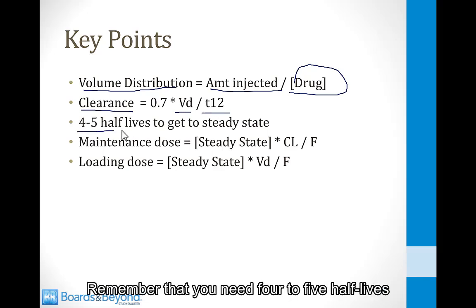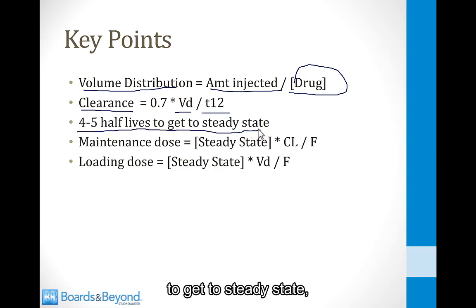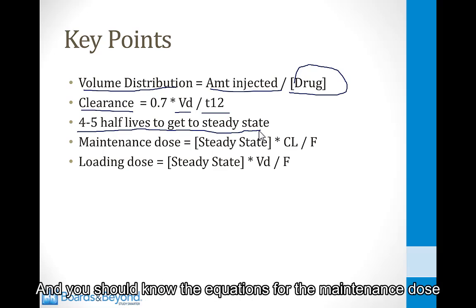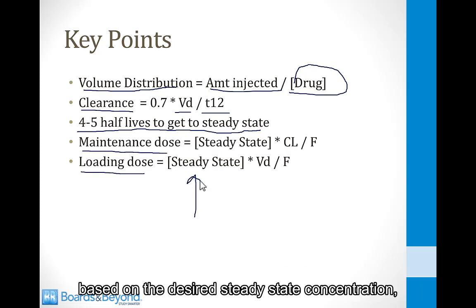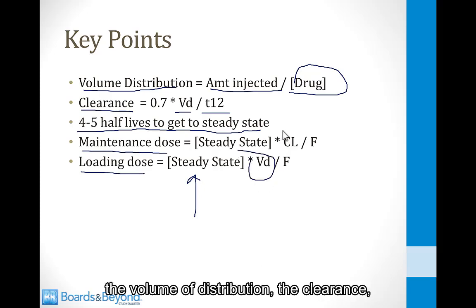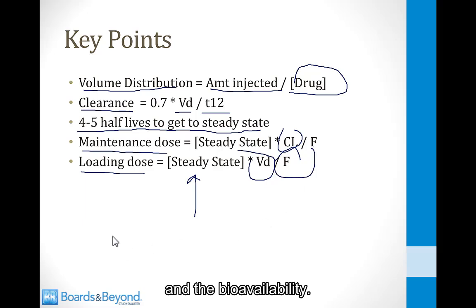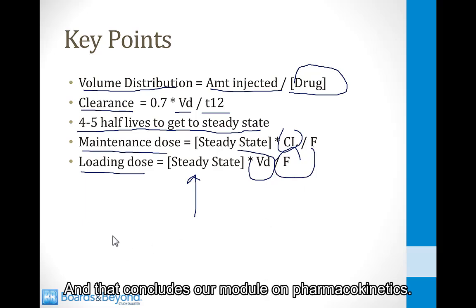Remember that you need 4 to 5 half-lives to get to steady state if you're giving the maintenance dose only. And you should know the equations for the maintenance dose and for calculating the loading dose based on the desired steady state concentration, the volume of distribution, the clearance, and the bioavailability. And that concludes our module on pharmacokinetics.